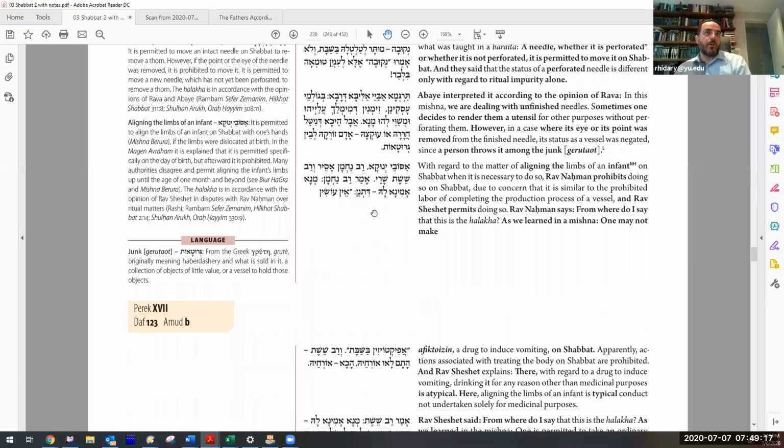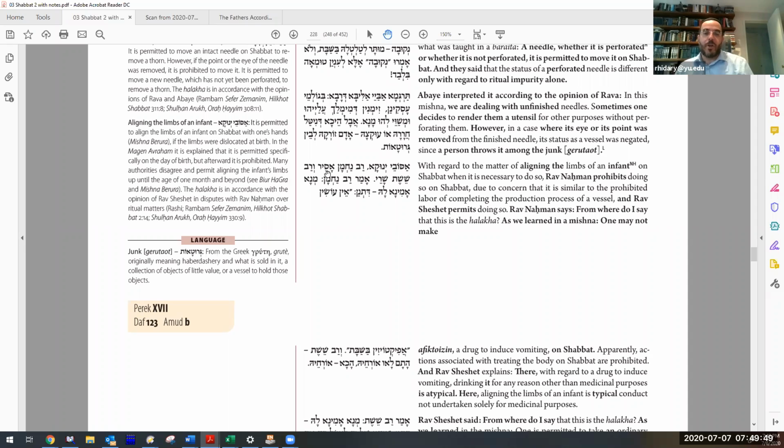Okay, now we have a bit of a strange case that I guess was done back then, which is if an infant is born with its limbs misaligned or out of place, so they would put them back. They would manipulate the limbs somehow to put them back. What about doing that on Shabbat? Asobe Yenuka, Rav Nachman Asir, Rav Sheshat Shareh. So Rav Nachman said it's not allowed because you're fixing something. Although it's a person, it's also right.